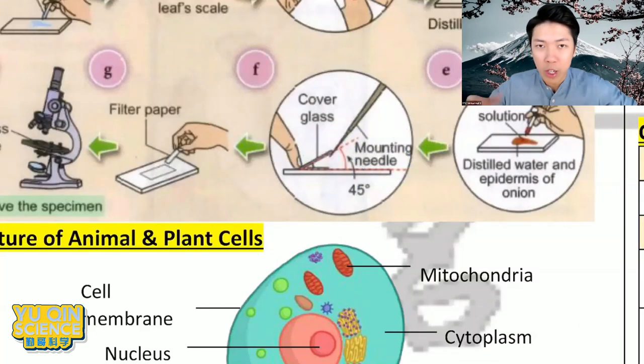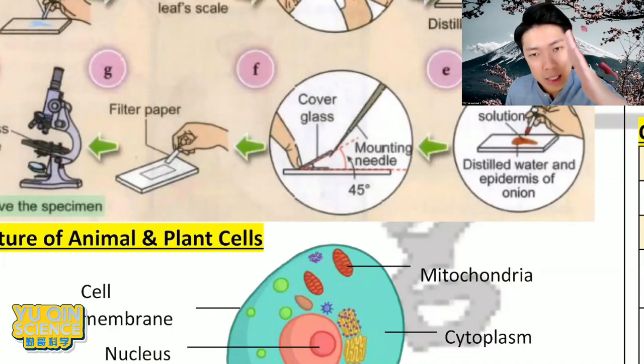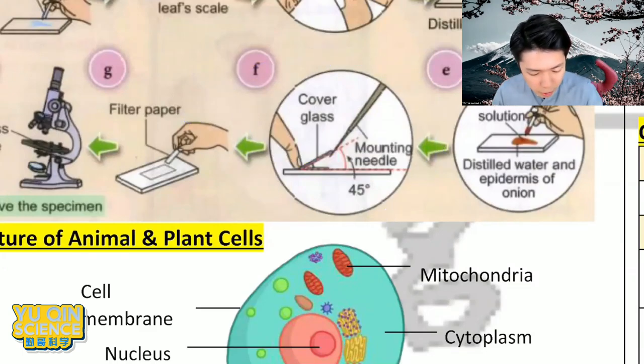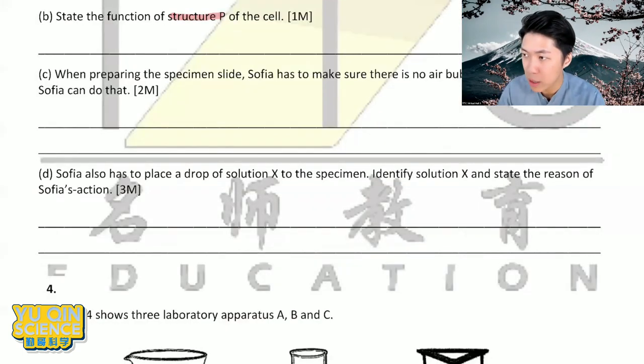So if you slap it on, I'm pretty sure there's an air bubble trapped in between, and that's not very good for observing. Hence we want to put it down nicely and slowly, and not trap any air bubble. So this is basically the picture that you want to explain now, but we have to put it in words for 2 marks. Very simple, some keywords are already given to you.